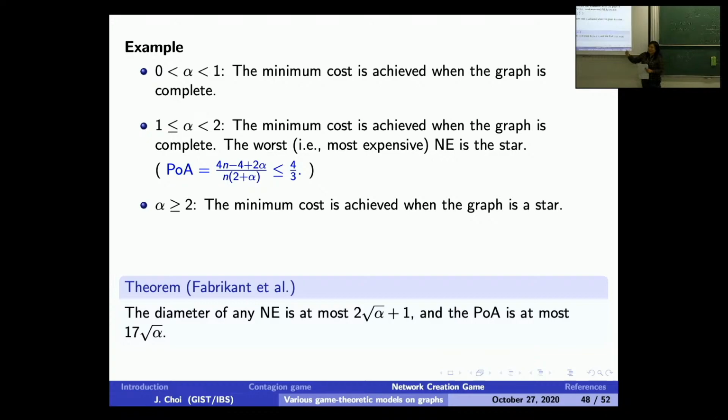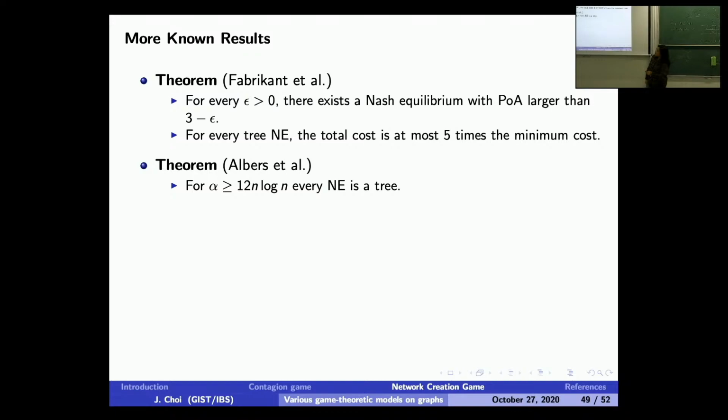But the good news: there are more known results from the same people. One is, for every positive epsilon, there exists a Nash equilibrium with price of anarchy larger than 3 minus epsilon. So in some sense, you can find a case as bad as 3 times the cost of the optimum case. The other result is that for every tree Nash equilibrium, the total cost is at most 5 times the minimum cost. So if the tree conjecture was true, then the price of anarchy would be at most 5, some constant. But there's some bad news.